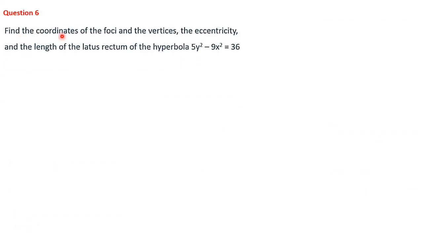Move on to question number 6. Find the coordinates of the foci, the vertices, the eccentricity and the length of the latus rectum of the hyperbola 5y square minus 9x square is equal to 36. So this question you will try as homework.